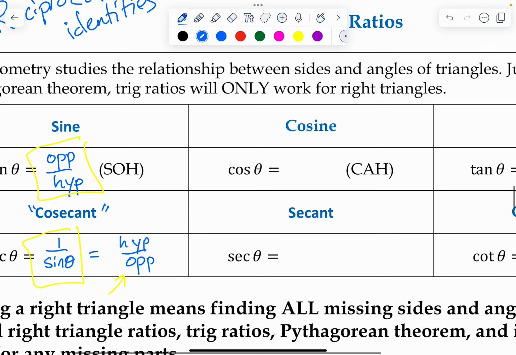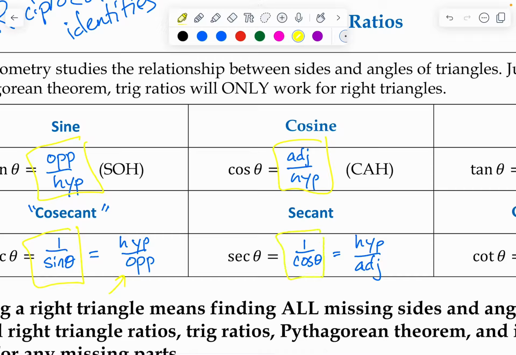Okay, so cosine is adjacent over hypotenuse, and secant is 1 over cosine of theta. So it's going to be the reciprocal, hypotenuse over adjacent. And once again, I have this memorized. It will not fall out of my head. I know that forever.